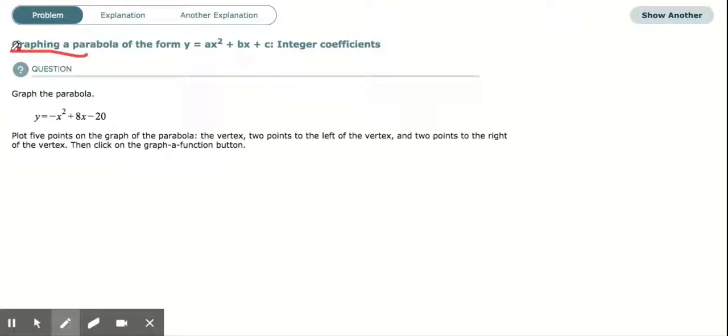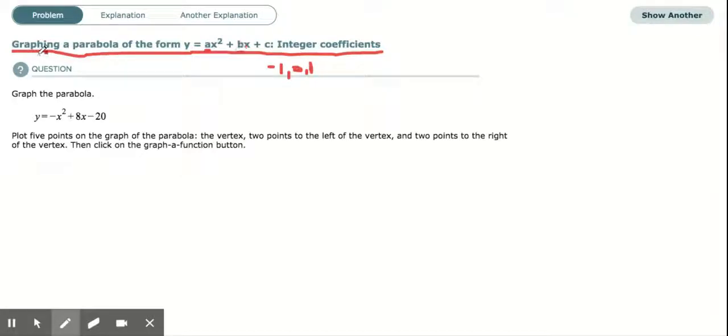This video is going to be on graphing a parabola of the form y equals ax squared plus bx plus c with integer coefficients. Remember, coefficients are just the numbers that are in front of the variables, and integers just mean negative or positive or zero whole numbers. So any counting numbers, including the negative numbers, all the way up to infinity.